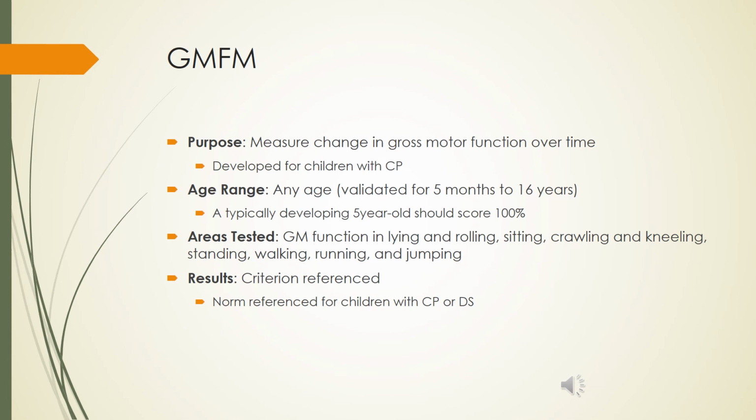The areas that it looks at, again, it's only gross motor function, but they look at different sections. So in lying and rolling, there's a sitting section, a crawling and kneeling section, standing, walking, running section, and jumping section. Depending on the kid's skill level, you can do one section, all of them, some of them. If you do all of them, you can get an overall score, but otherwise you can get a percent score from any of those subsections and then move on and progress as the child gets older or gets more skills.